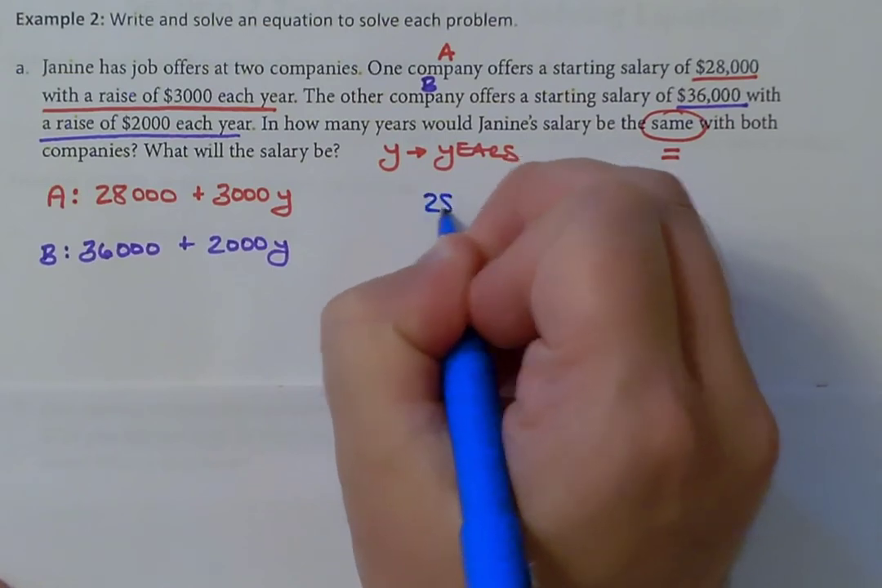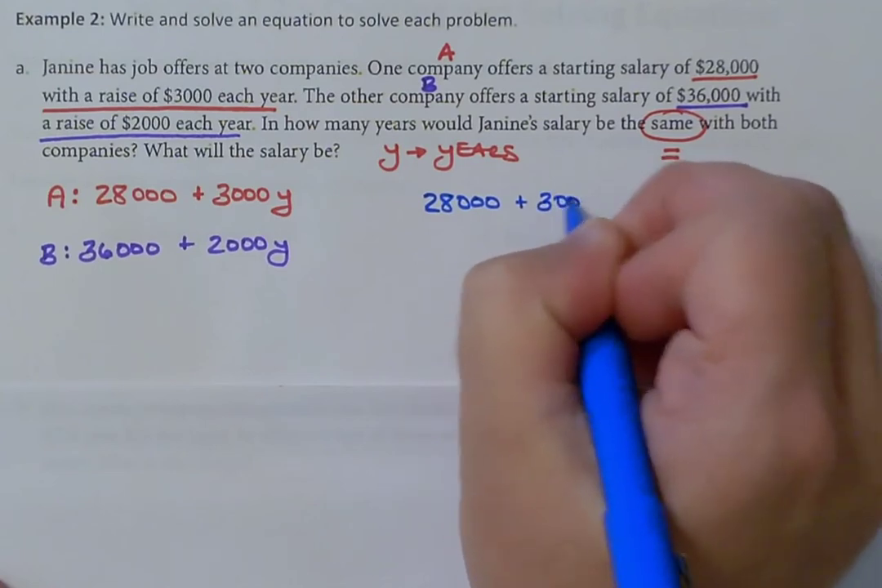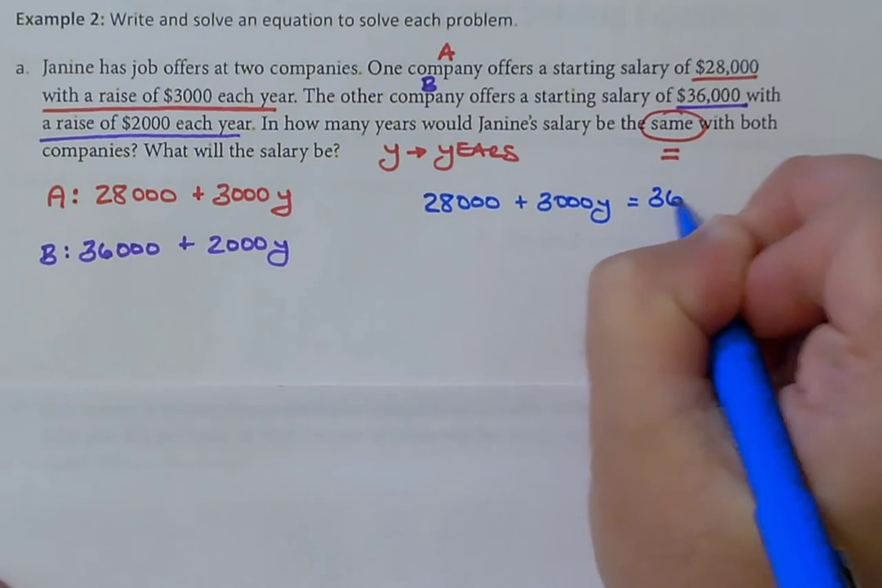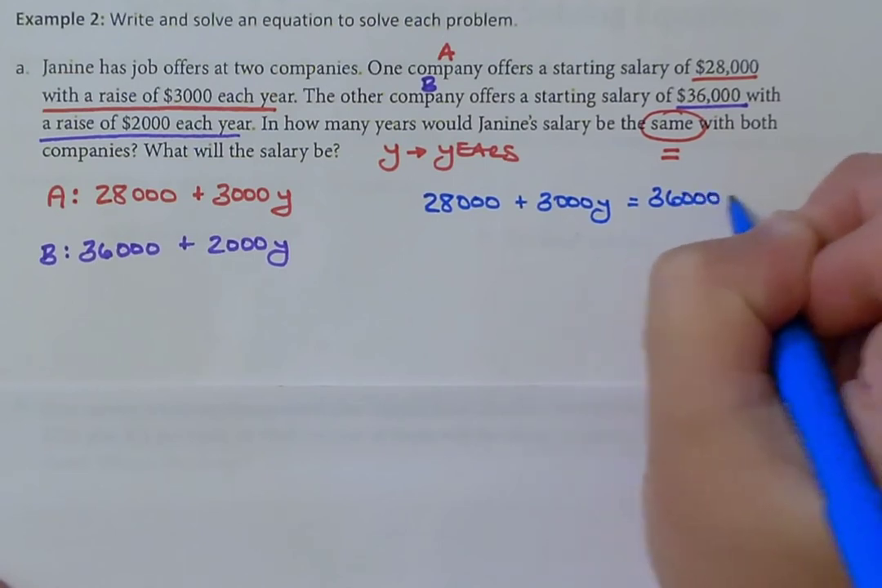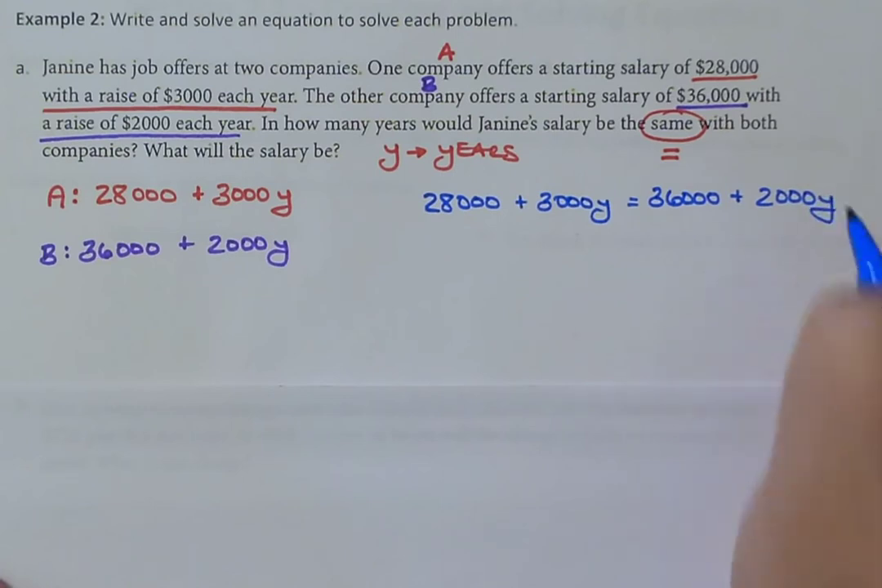So we're going to have 28,000 plus 3,000y equals 36,000 plus 2,000y. Now, I know there's a lot of different numbers, larger numbers. They will simplify here shortly. Something to kind of know before we go through and solve this.